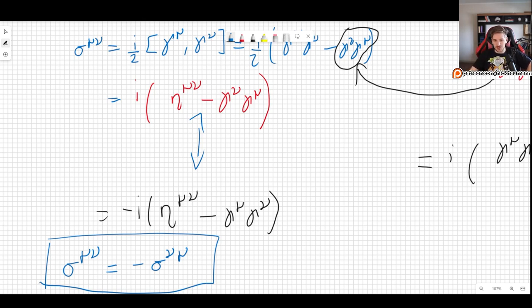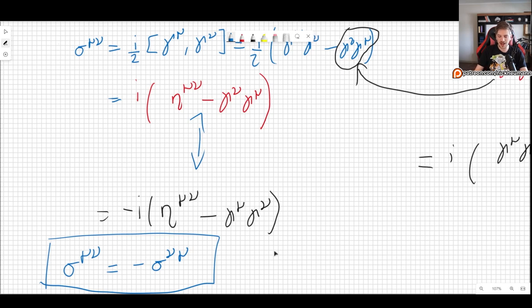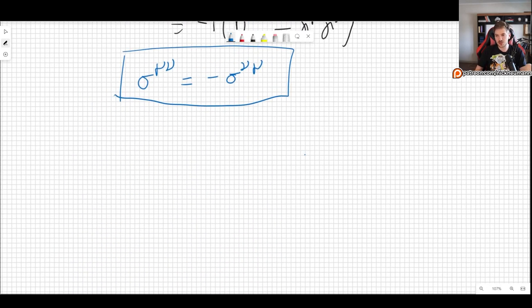for reasons that we are about to discover. So to better understand these, let's do the following. Let's just write them out explicitly like we have been doing. So what is sigma zero i? Well, as usual, we're going to just see what is gamma zero gamma i. And by knowing this, we will also know what gamma i gamma zero is because they are anti-symmetric. So we don't have to worry about the other case. So sigma zero i, there we go.